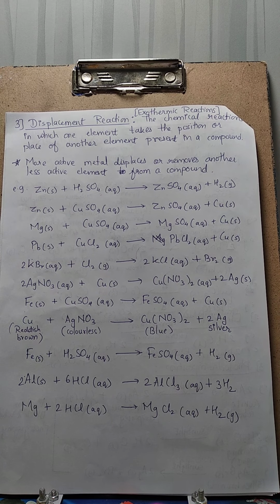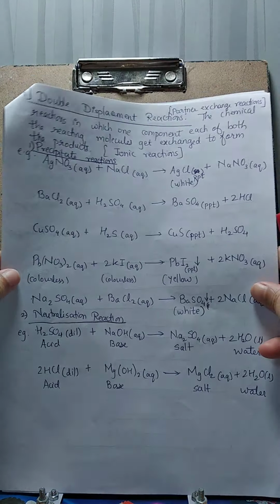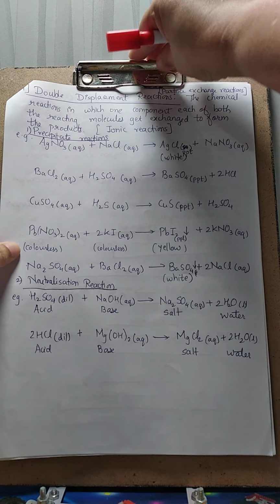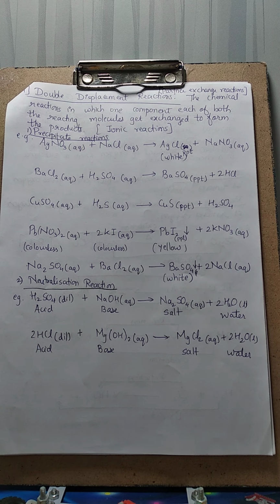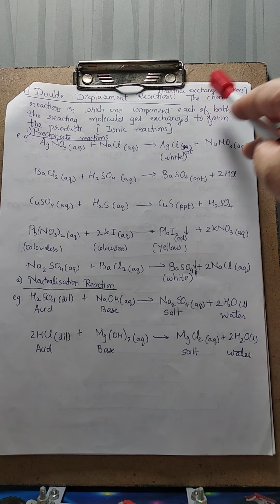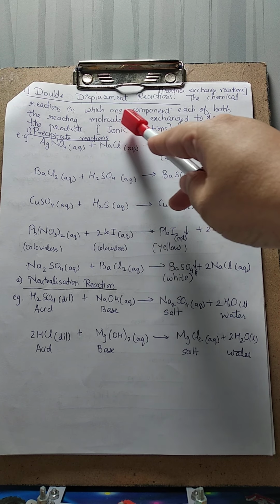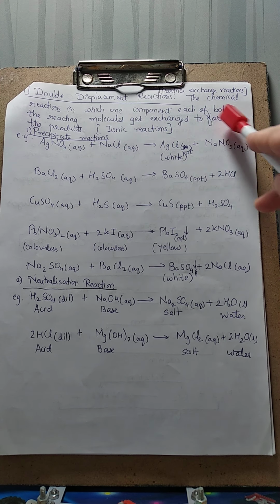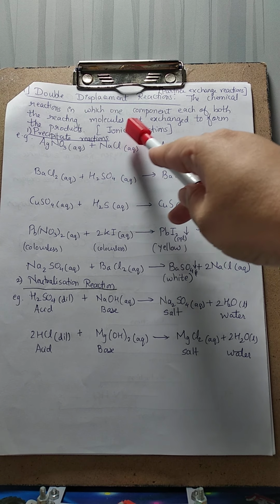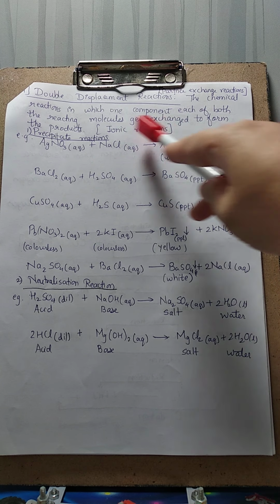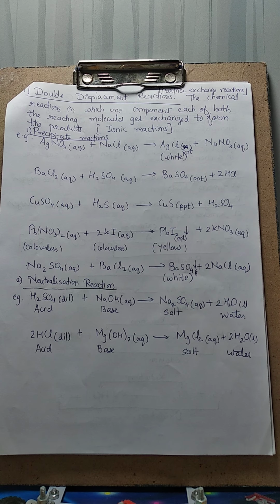Then the other type, the fourth type of reaction, is double displacement reaction. Another name for double displacement reaction is partner exchange reactions, exchanging the partners. So what happens in a double displacement reaction? The chemical reactions in which one component each of both the reacting molecules get exchanged to form the products. We will see what this definition means. See, what is happening?